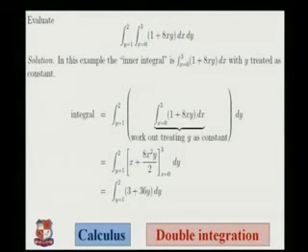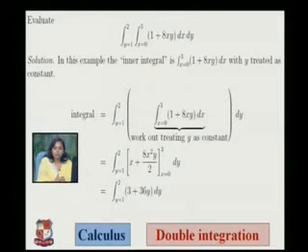First, we see the constant limit. So, in this example, we have constant limits: y is equal to 1 to 2 and x is 0 to 3. The function is 1 plus 8xy dx dy. So, we are taking the inner limit first. In this inner limit, we are taking integration with respect to x only and keeping y constant.